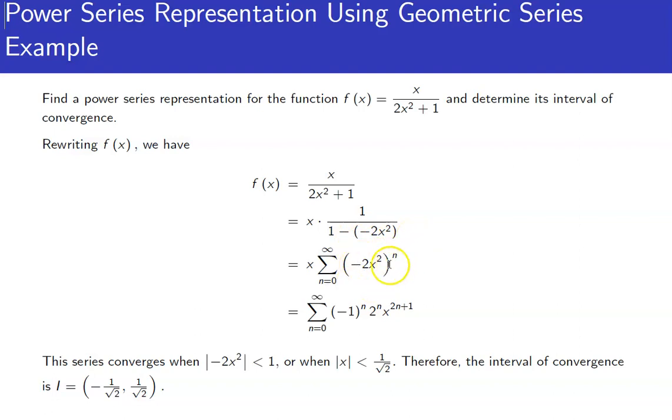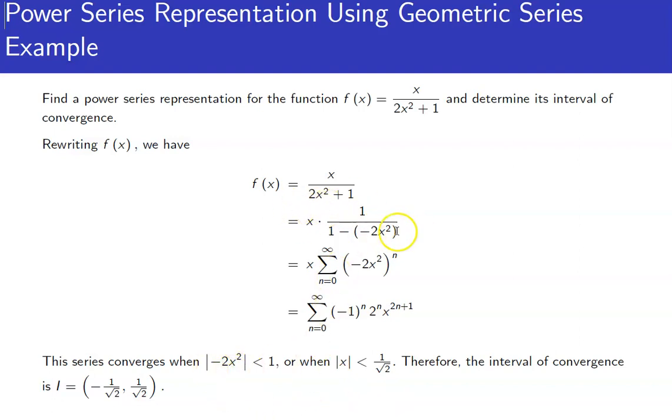We can distribute the exponent n to the different pieces here and then bring the x into the series because it doesn't have any n's on it anyway. And get a power series representation that's the sum from n equals 0 to infinity of negative 1 to the n, 2 to the n, x to the 2n plus 1. We know that the original power series will converge as long as the input, the x, has an absolute value that's less than 1. So the same thing is true here.